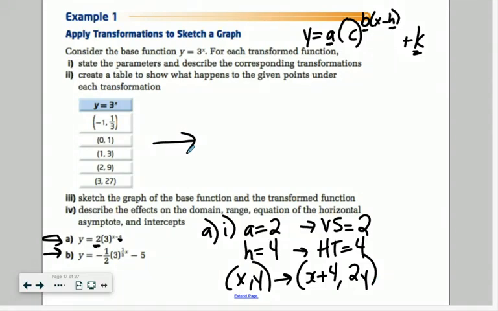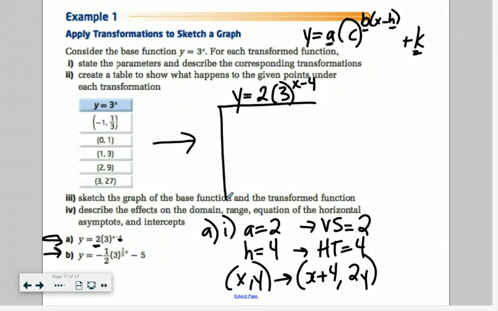So if we apply that particular mapping rule to this equation, 2 times 3 to the power of x minus 4, and we look at the corresponding coordinate points, that first point of (-1, 1/3), you're going to take that -1, place it in for x, and it's going to be -1 plus 4, which gives you an x coordinate of 3. And the 1/3 is going to get multiplied by 2, giving you 2/3.